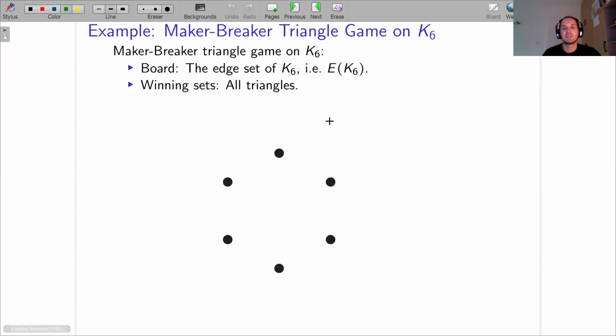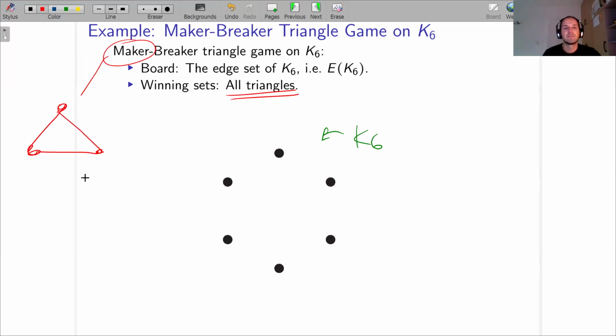If you look at this, this is a K6, complete graph of 6 vertices, but all the edges are white. Maybe that's a weird way to say it, but anyway, this looks like an empty graph. All the edges are white. So each player, when it's his turn, claims one edge of this graph. And what is the goal? It's all triangles. Maker would like to have a red triangle, and breaker would like to prevent maker from claiming a red triangle. This is the setup.